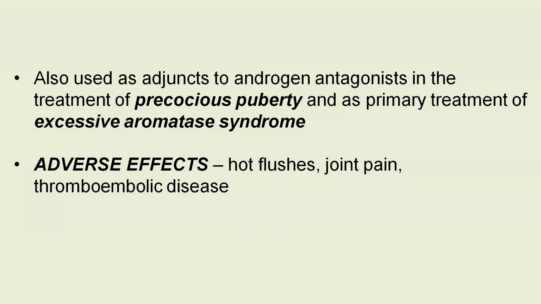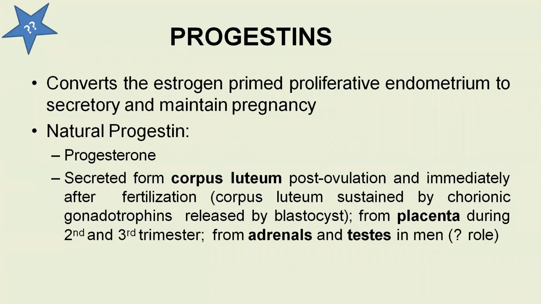When coming to progestins, progestin is also a natural sex hormone which is present in the body. So what are its main actions? We know that estrogen primarily converts the endometrium of the uterus into a proliferative endometrium. So what does progestin do? It converts the estrogen primed proliferative endometrium to secretory endometrium and it maintains pregnancy. So these are the two main actions of progestin.